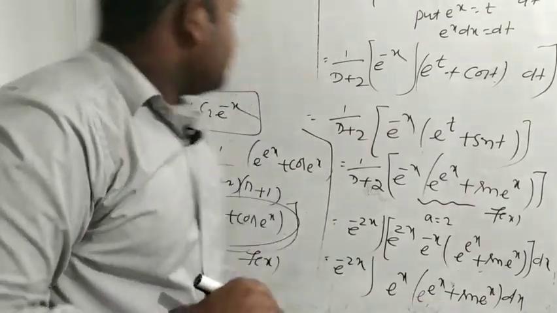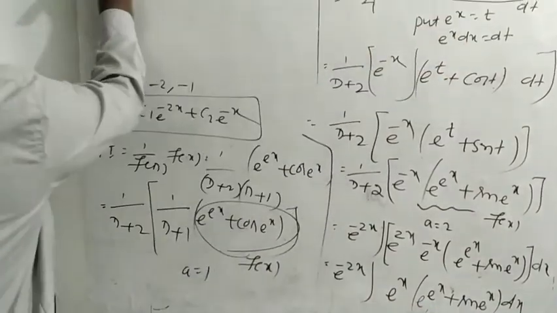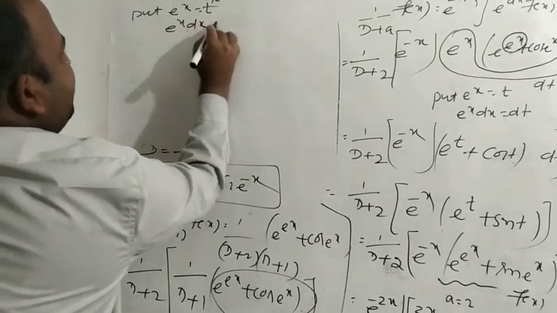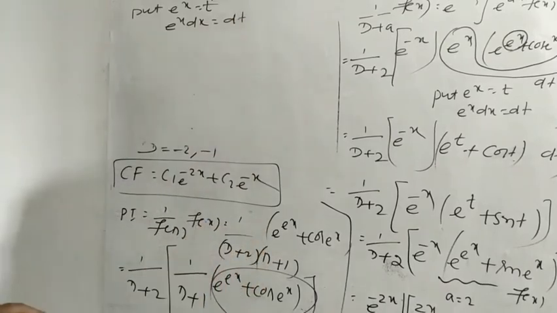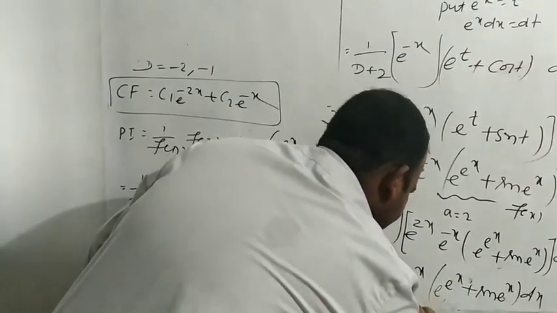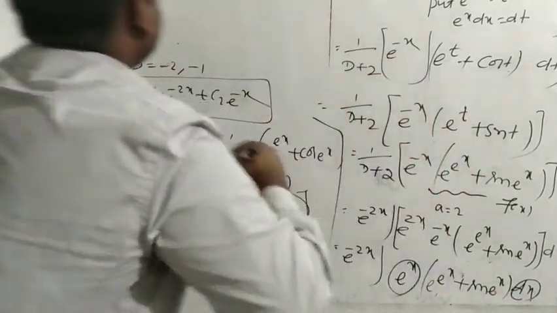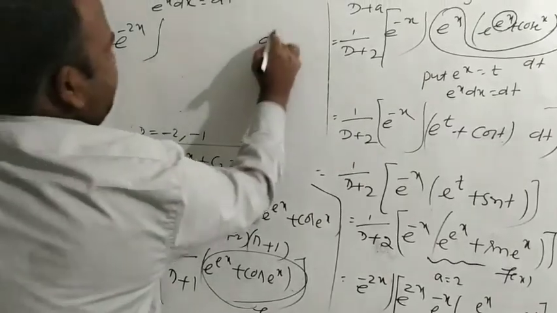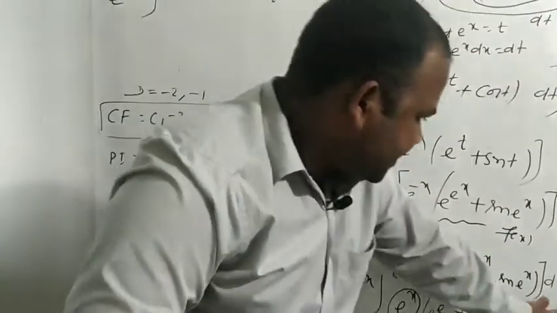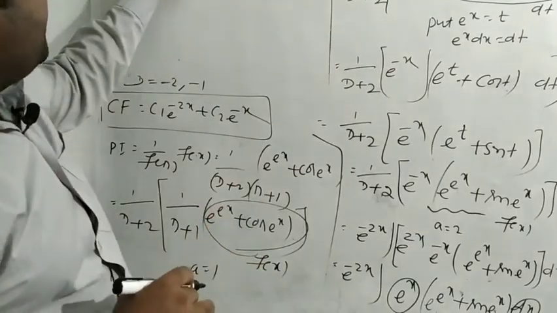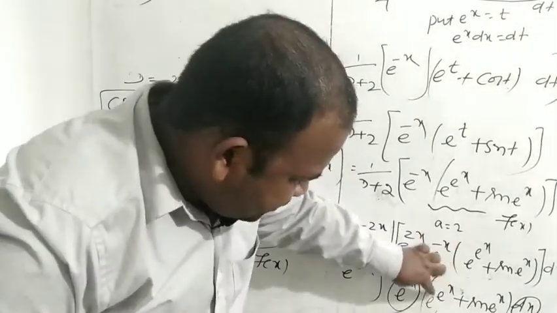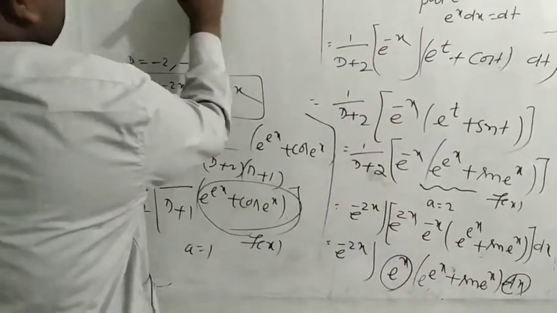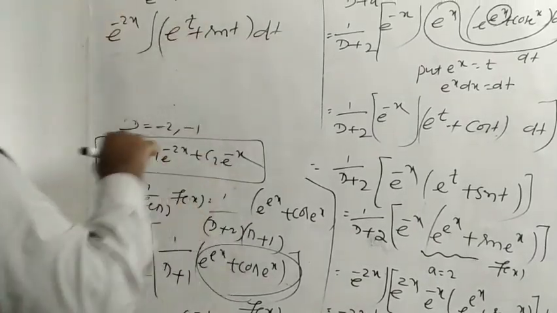Again same, put e raised to x equals to t. Differentiate both sides, e raised to x dx equals to dt. So similarly, this e raised to x and dx, e raised to minus 2x integration of, so what is the value of e raised to x dx? dt. And put e raised to x equal to t. So e raised to x equal to t means e raised to t, and sin of e raised to x means sin of t. Okay.